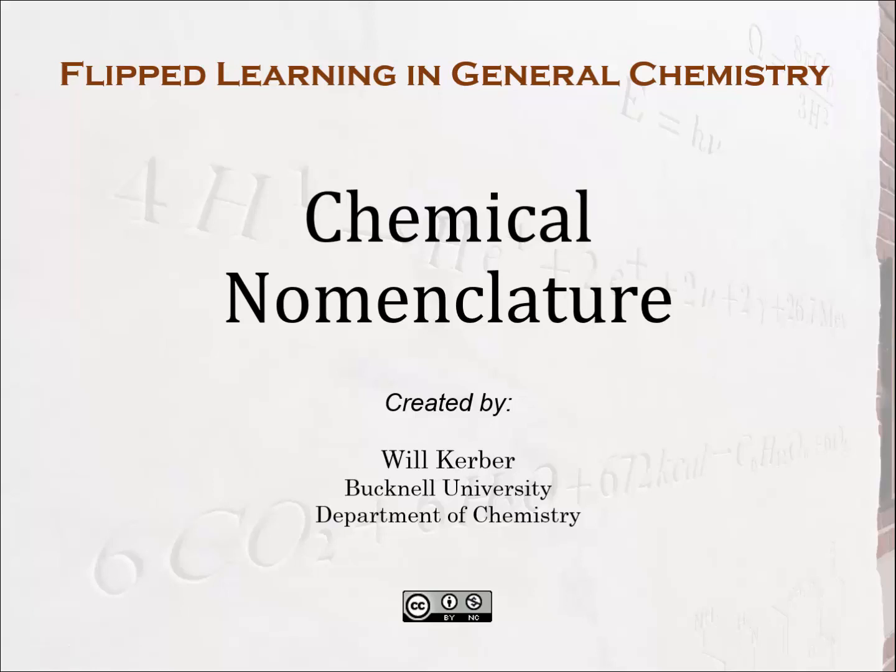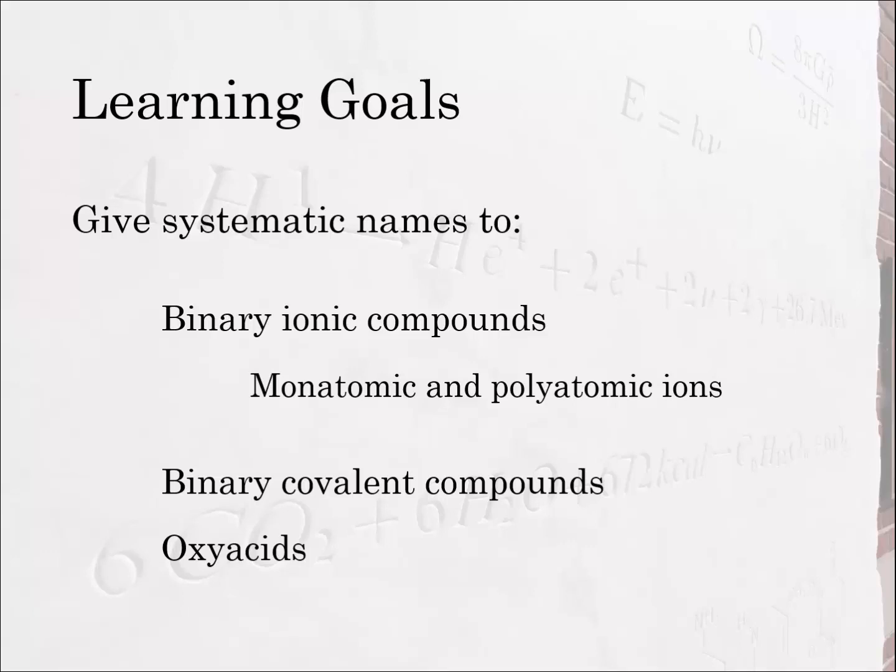Chemical nomenclature is part of the Flipped Learning in General Chemistry series. This video will teach you how to name basic inorganic compounds. After completing the assigned problems, you should be able to give systematic names to binary ionic compounds of both monatomic and polyatomic ions, as well as binary covalent compounds and oxyacids.